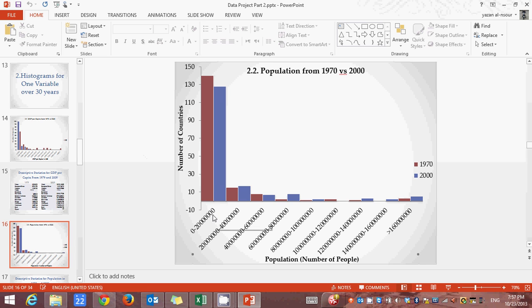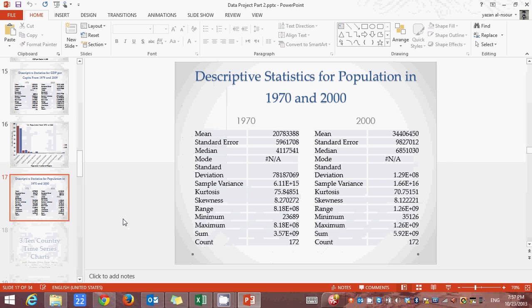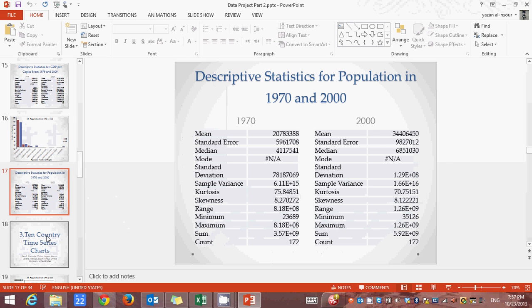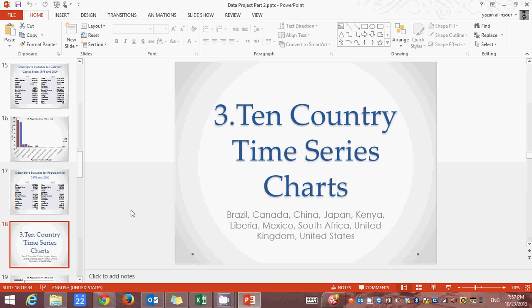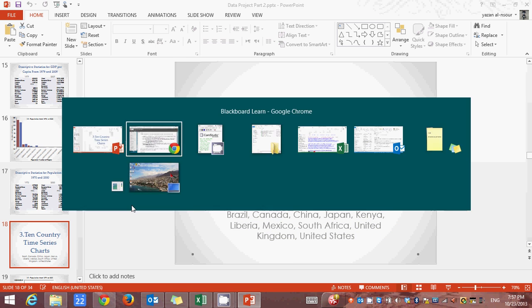You can see the population is increasing in countries. You can see in 79, in 70, we have fewer people than what we have in 2000. Most countries are increasing their population. And their descriptive statistic. 10 country time series charts.